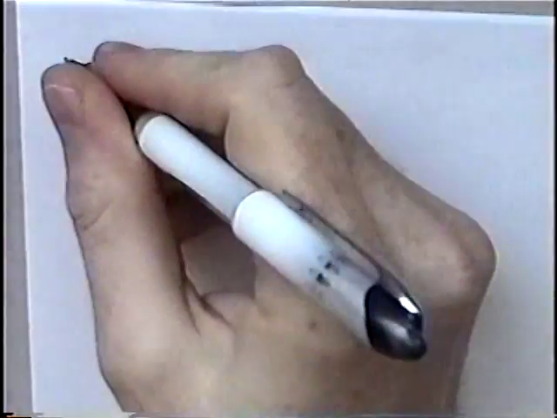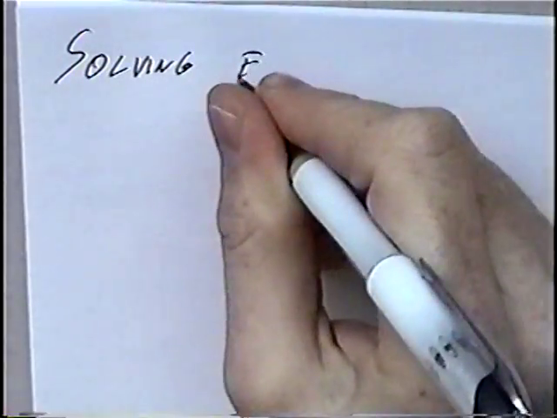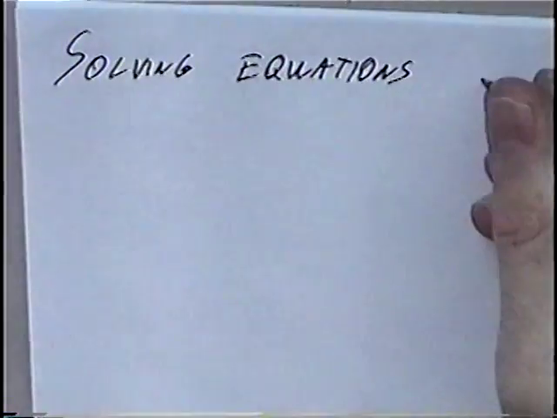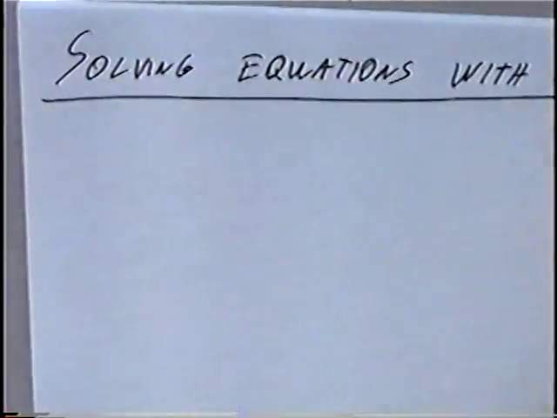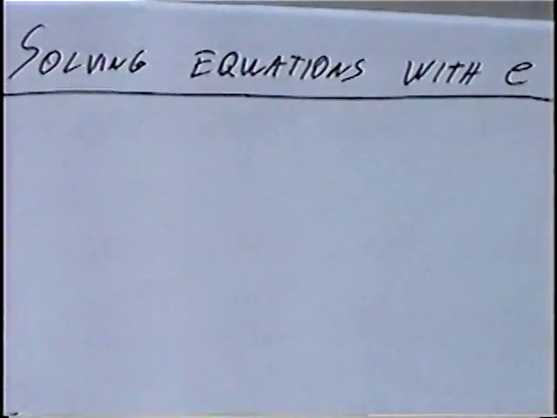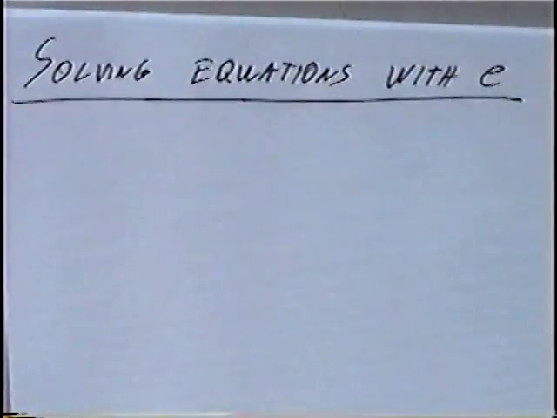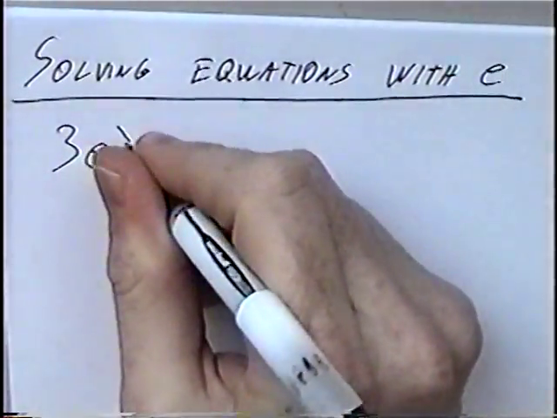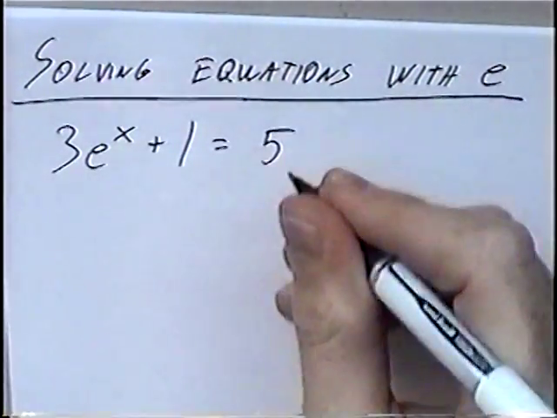Title of the last section today is Solving Equations with E. In this section, we'll look at solving equations, which include the variable e from the natural logarithm. First equation we'll look at is 3 times e to the x power plus 1 equals 5.